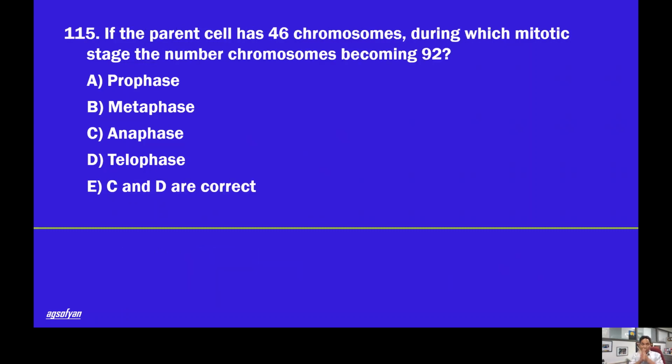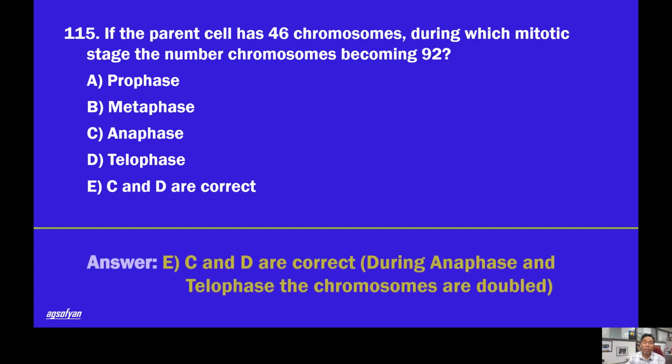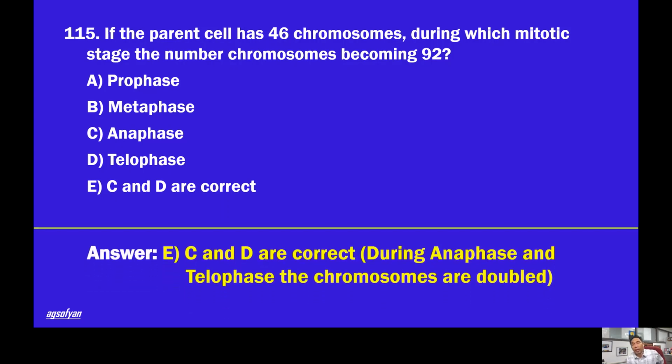115. The parent cell has 46 chromosomes. During which mitotic stage does the number of chromosomes become 92? Prophase, metaphase, anaphase, telophase, or C and D are correct. Choose your answer. Yes, this is during anaphase and telophase. So the answer should be E, C and D are correct.